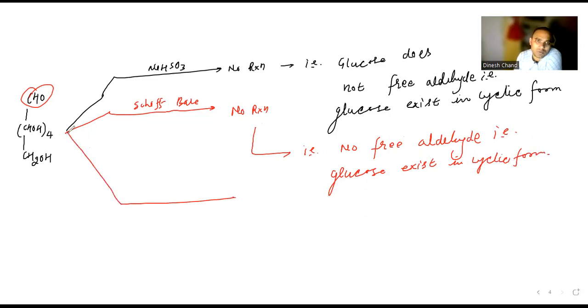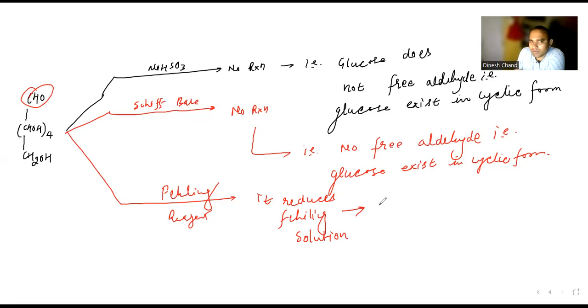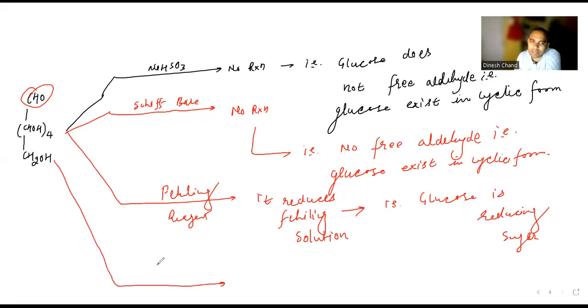Now, dear student, let us move on to the next point, student. You treat with Fehling's solution, student. Fehling's reagent, if you are treating, student, it reduces Fehling's solution. It reduces what, student? Since it is reducing the Fehling's solution, it means that glucose is a reducing sugar. Glucose is a reducing sugar. Now, last one you see, student, that is the total 10 chemical properties. This is the 10th number.